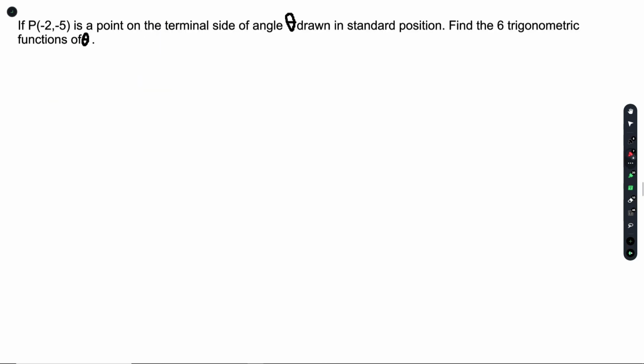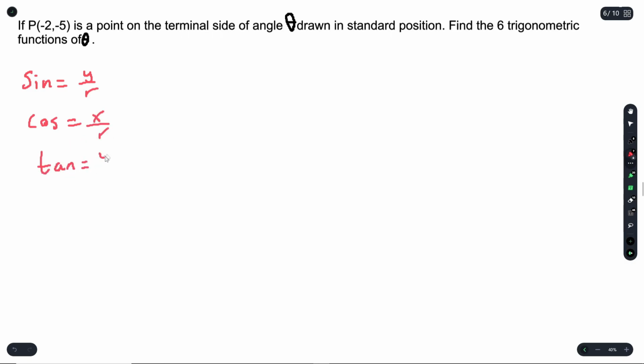In this type of question, they give us a point and they ask for the 6 trigonometric functions. So we're going to use the formulas we studied at the start of the video. So we'll just write them again. Sine is equal to y over r. Cosine is equal to x over r. Tangent is equal to y over x. Cosecant is equal to r over y. Secant is equal to r over x. Cotangent equal to x over y.